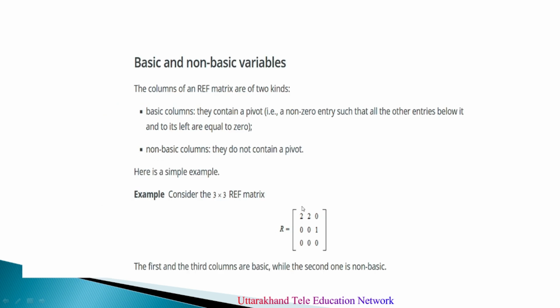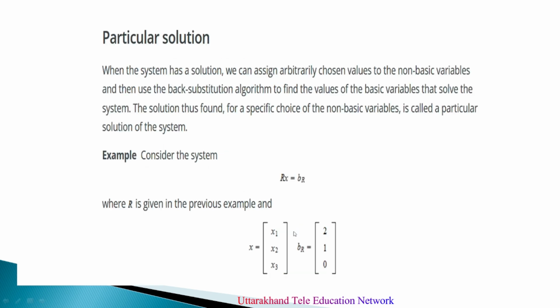If we talk about the previous example, R is here. R has to be defined this way. Here R is clear, X is clear, Br is clear, and Br is 2 1 0, and for X we are dealing with 3 variables, x1, x2, x3. So what is going to happen? Let's see next.